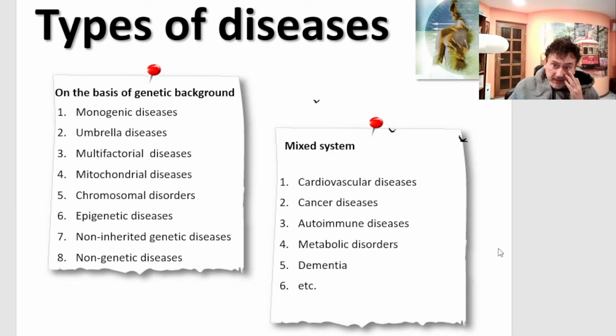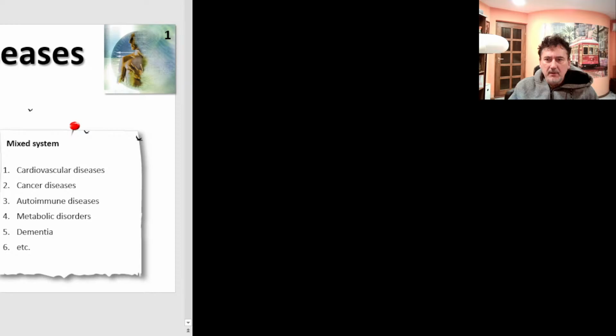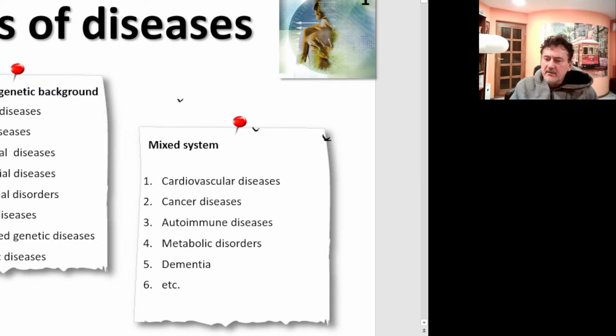Okay, so in another way we can classify the diseases as cardiovascular diseases. Actually, in Europe, the cardiovascular diseases are the leading cause of death. But in some countries in the last years, such as the Netherlands and Denmark, cancer is the leading cause. In other countries, it is the second cause. Then the autoimmune diseases, metabolic disorders, dementia, etc.